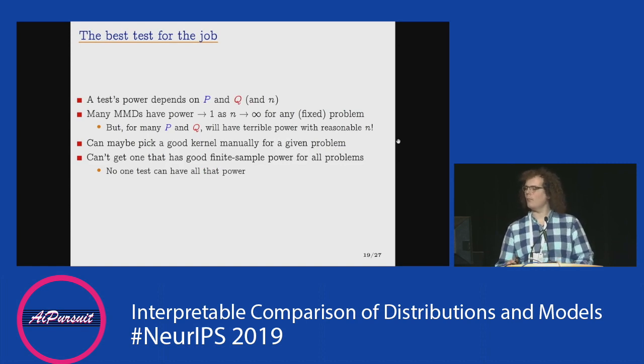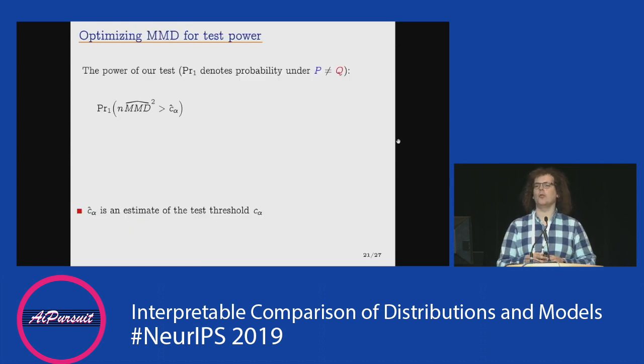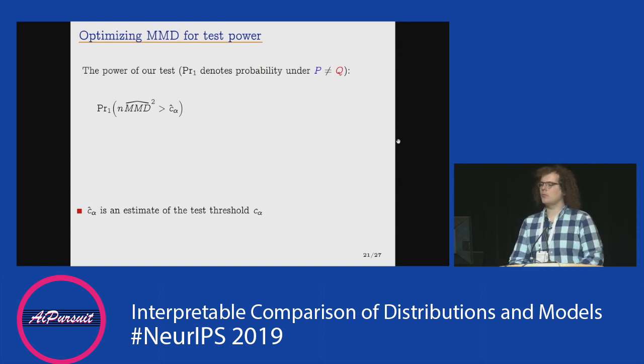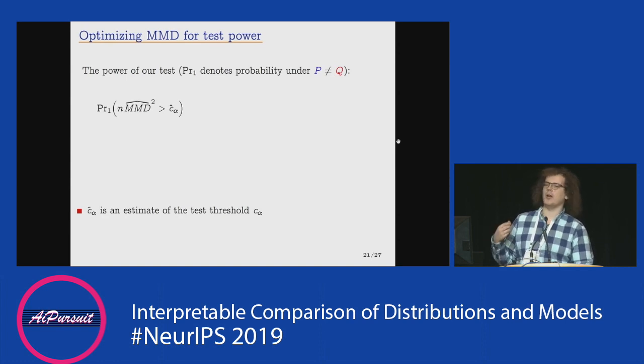So remember, we want the kernels with the highest power. And so, let's look at the power and see if we can do a little math to understand what's going on with the power there. So here's the expression for the power, right? The probability that our test statistic is bigger than the threshold that we estimate. Here, C alpha hat is our estimate of the test threshold, and this PR1 means probability under the H1, that the two distributions are different.